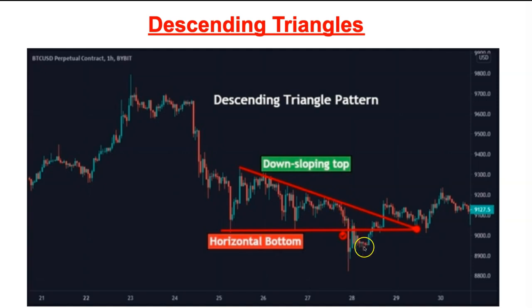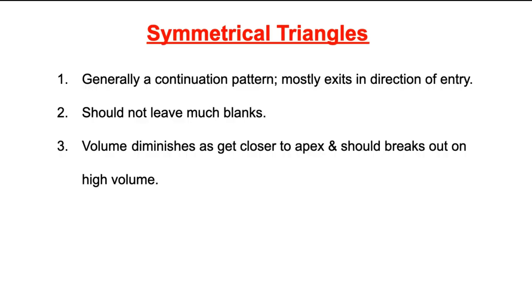And even if it breaks out in the intended direction, there's always a chance of it being a fake out and going back into the triangle and then breaking out in the opposite direction. And this is why you also want to consider other confluences as well. So now we've talked a little bit about ascending and descending triangles, which are undoubtedly very important chart patterns.